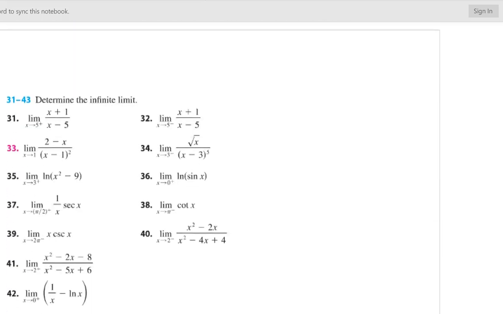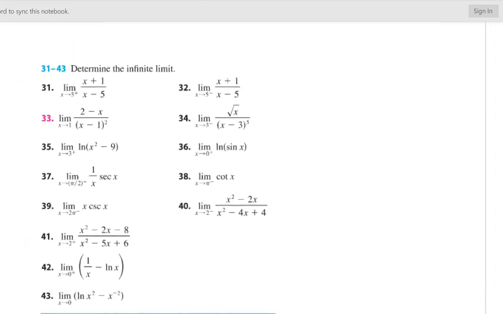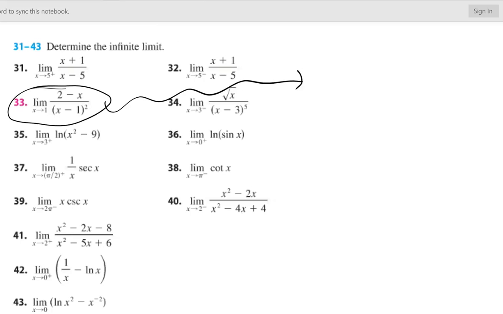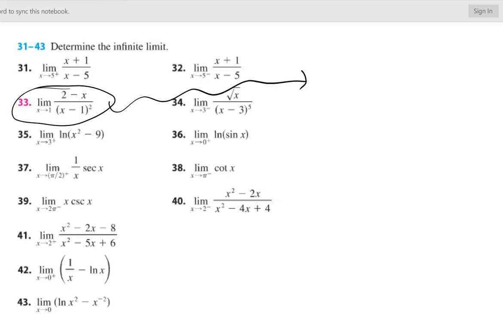So these can be a little difficult because you've got to plug in a bunch of numbers. Like this one, you've got to plug in a bunch of numbers. Right here, what you would probably do is plug in a bunch of numbers on the left and the right of 1. So you would have to do x versus y.